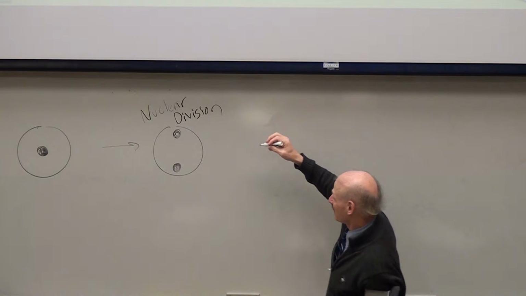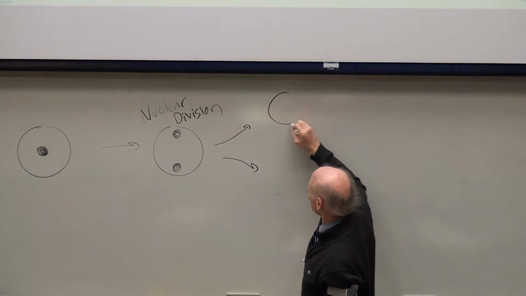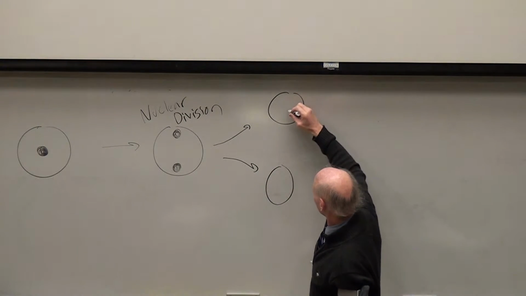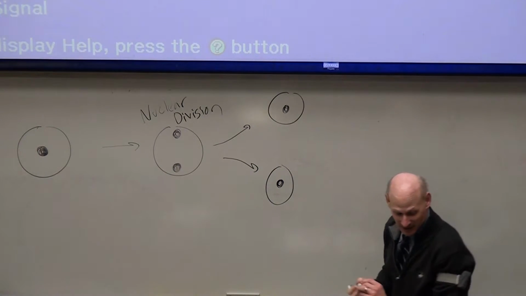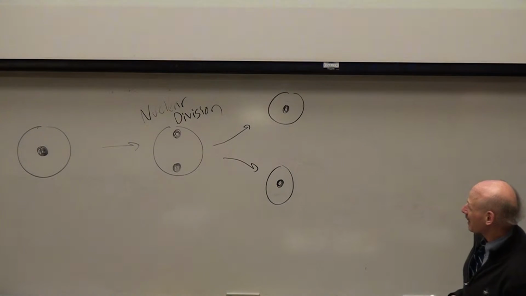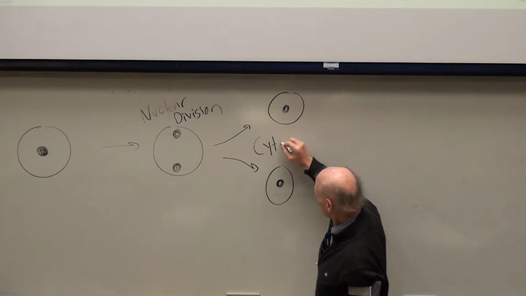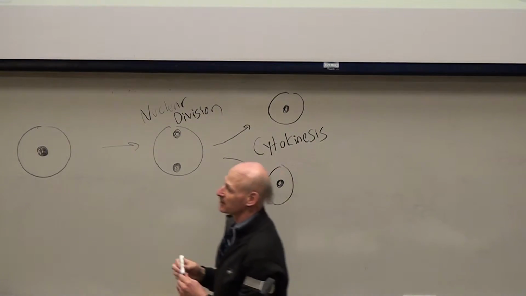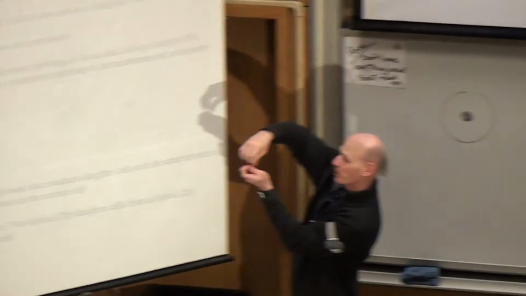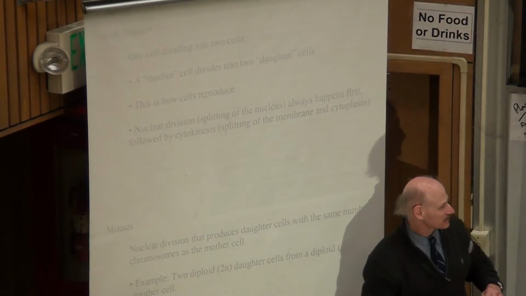And then, after the nucleus has divided, then and only then does the rest of the cell divide. So here's where you finally get the cytoplasm and the organelles divided into the two daughter cells like that. And that step is called cytokinesis. Like so. So it's always nuclear division first, and then the cytokinesis takes place.